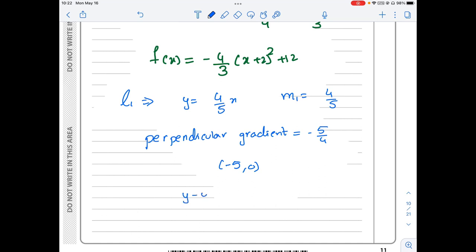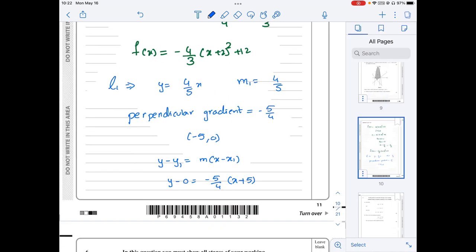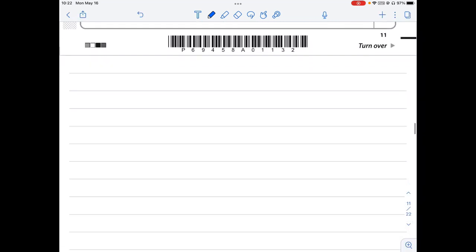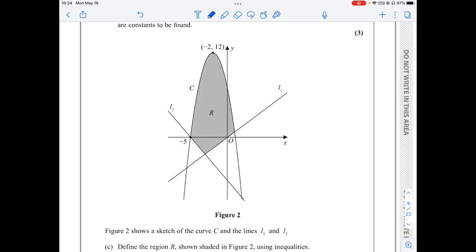So we have y minus y1 equals m times x minus x1. So it becomes y minus 0 equals minus 5 upon 4 times x minus of minus 5, which is plus 5. Then I open the bracket and write it out. So y equals negative 5 upon 4x minus 25 upon 4. That is the equation of line L2.